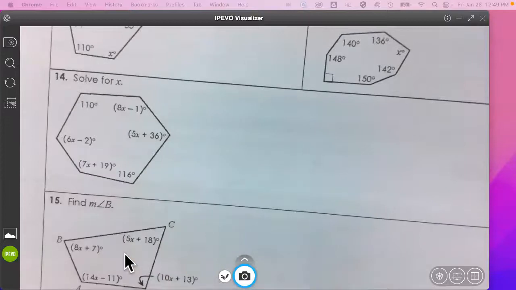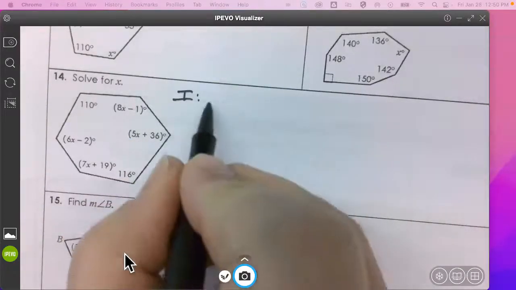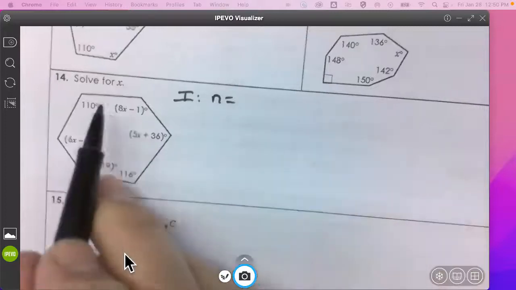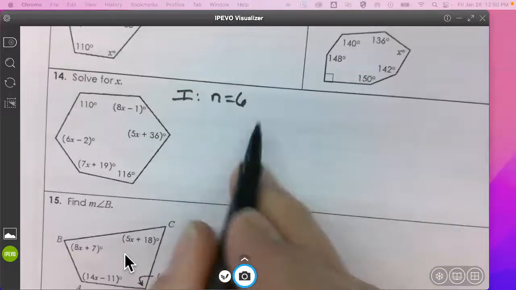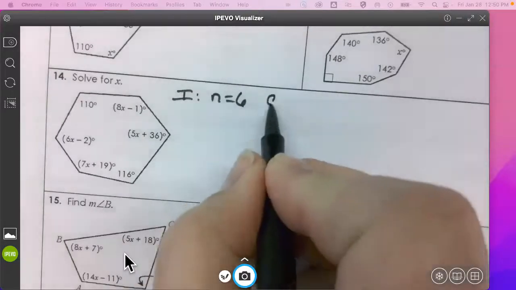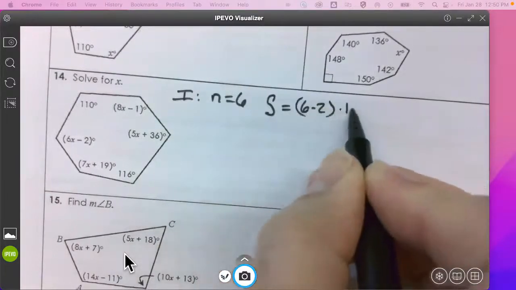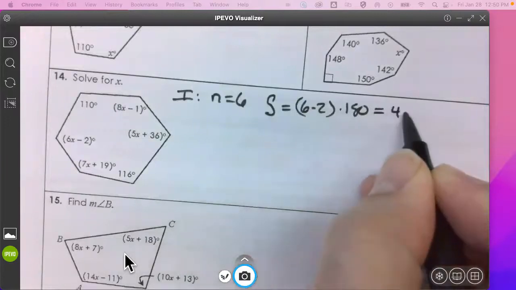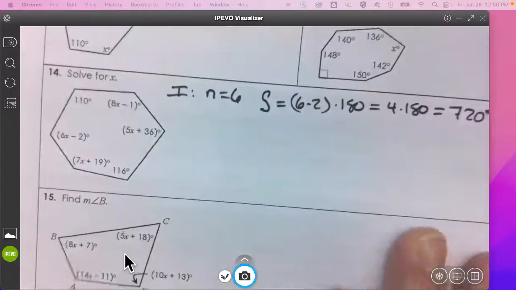Liana? Excellent. So it's 2 steps. Step 1 is we say, what's the number of sides? 1, 2, 3, 4, 5, 6. It's 6. Since it's a 6-sided figure, a hexagon, I can use my formula. The sum is going to be 6 minus 2 times 180, which is 4 times 180, which is 720 degrees.